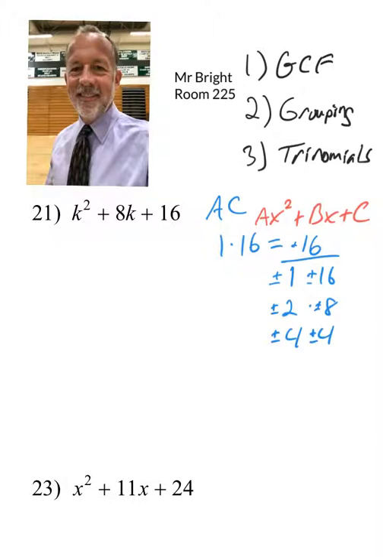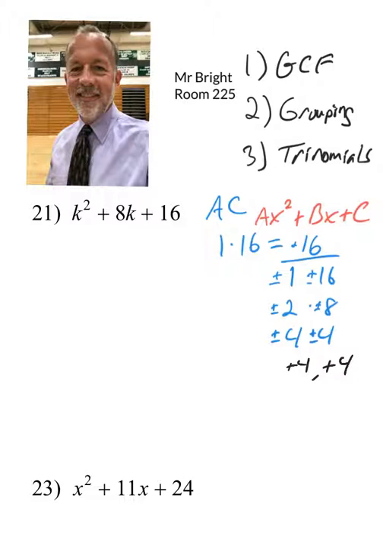And now the next piece is to find a pair of these numbers, either this one, the middle one, or the last one, that when added together gives me the b, the positive 8. Well, clearly that's the 4 and the 4. And since they add to a positive 8, not a negative 8, they must both be positive. And so the two numbers I'm going to use are positive 4 and positive 4.